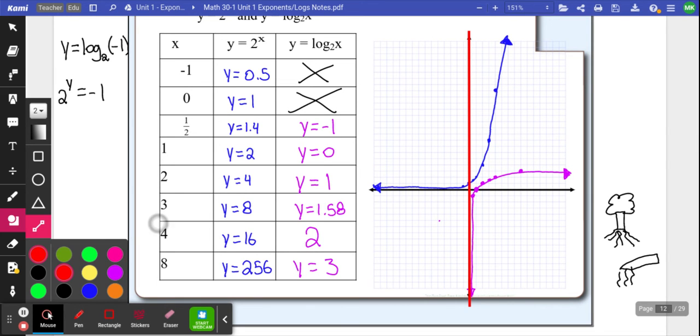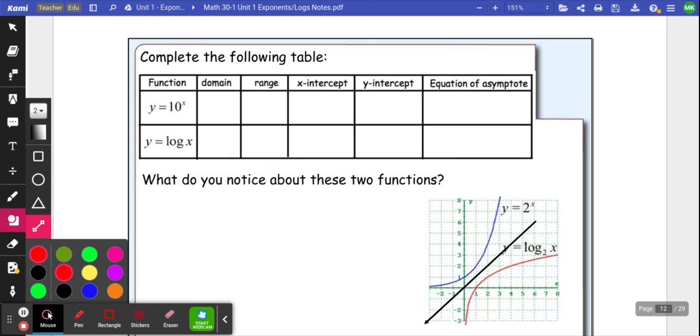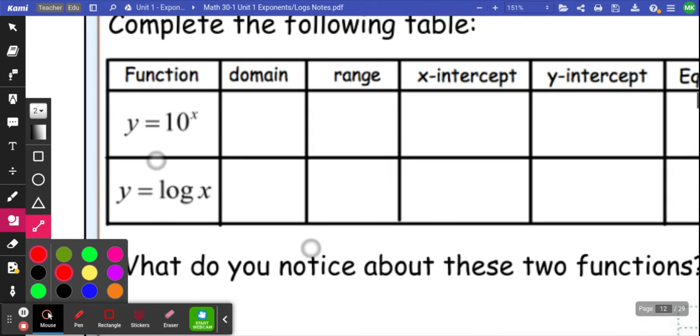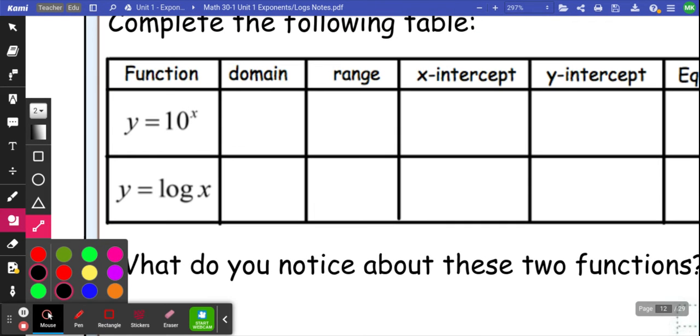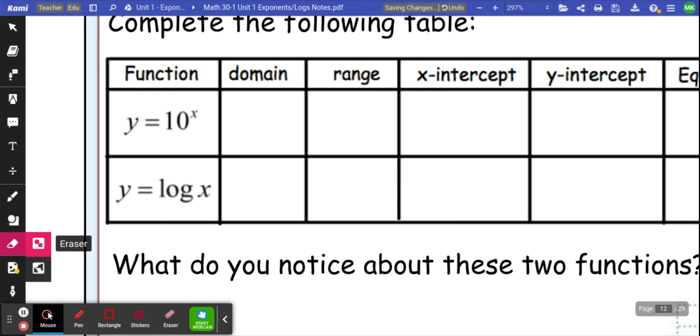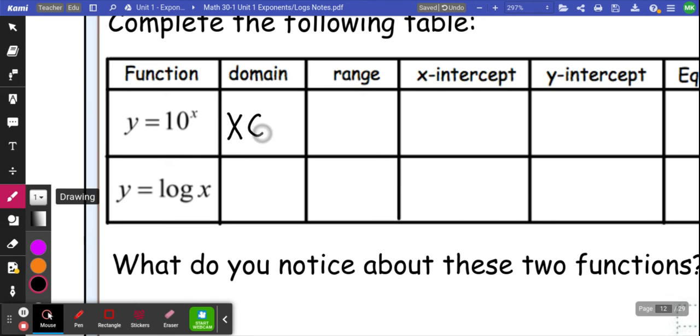Let's move forward. Domain, range, x-intercepts, y-intercepts, and asymptotes. Let's compare these two things. So, my domain for exponential functions was x is an element of the real numbers, right? You could go forever to the left, forever to the right on those exponential functions. Your range for an exponential function was y is greater than 0.